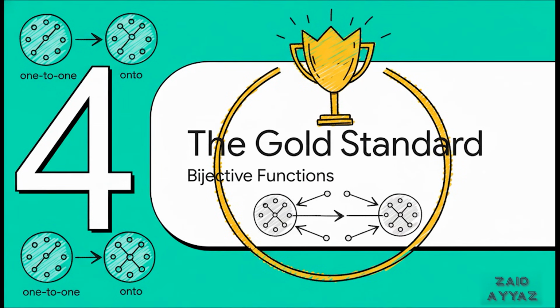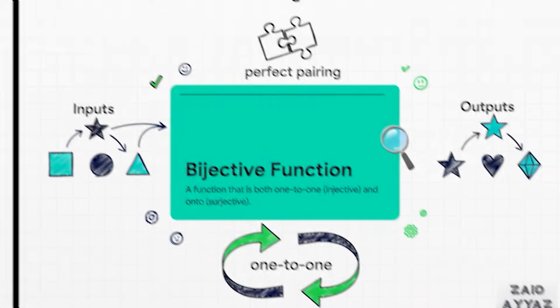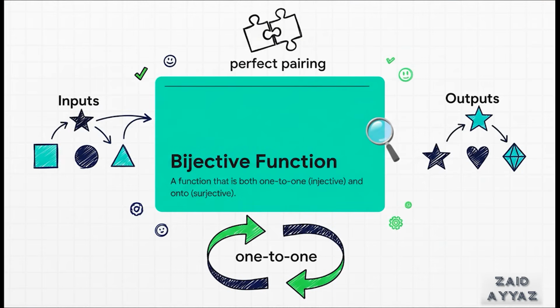Okay, so we've got functions where outputs are unique, that's one-to-one, and we have functions where all possible outputs are used, that's onto. So what happens when a function is both of these things? Well, then you get the gold standard. This is what we call a bijective function. It is the perfect pairing. It's one-to-one, so every input goes to its own unique output. And it's onto, so every single possible output gets used. It's a perfect, clean, one-for-one matchup.